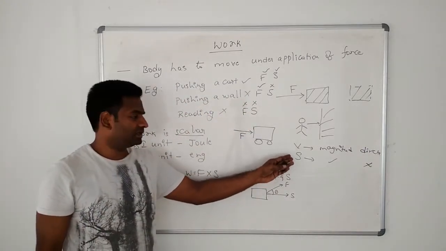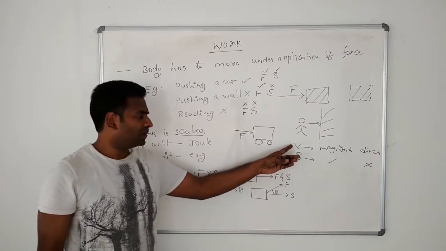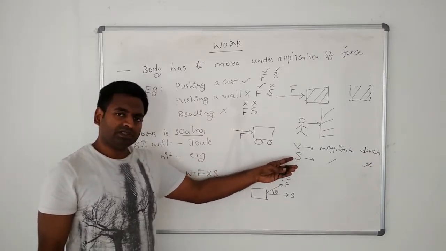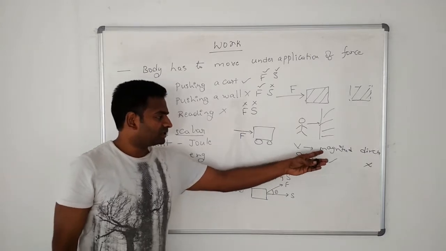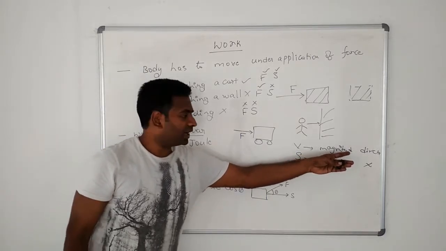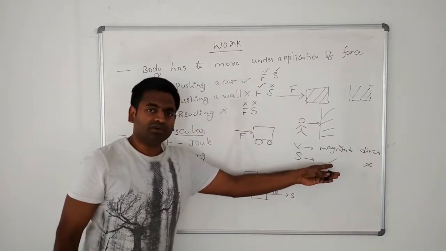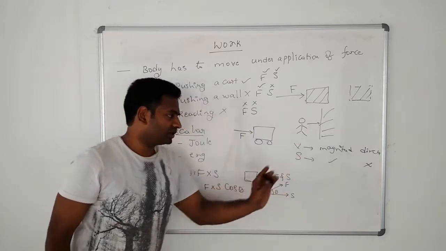All the physical quantities will be divided into two sets. Some are called vectors and some are called scalars. Vector is one which has both magnitude and the direction. Scalar is one which has only magnitude but not the direction.